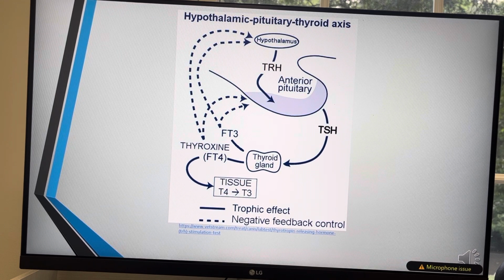TSH is inhibited by an increase in T4 and T3, and it's increased in response to low T4 and T3. So there's an inverse relationship between TSH and T4 and T3. TSH is maintained in the body within very narrow limits. But you can see there's this feedback loop in play here.